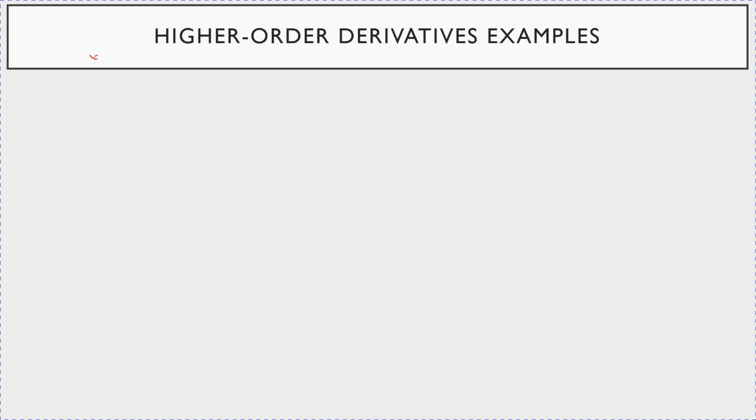All right. So let's find f prime, f double prime, and f triple prime for the following. I'll do one easy one and then one a little bit harder one. So let's look at this one. f of x is equal to 3x cubed plus 7x squared plus 5x plus 2.